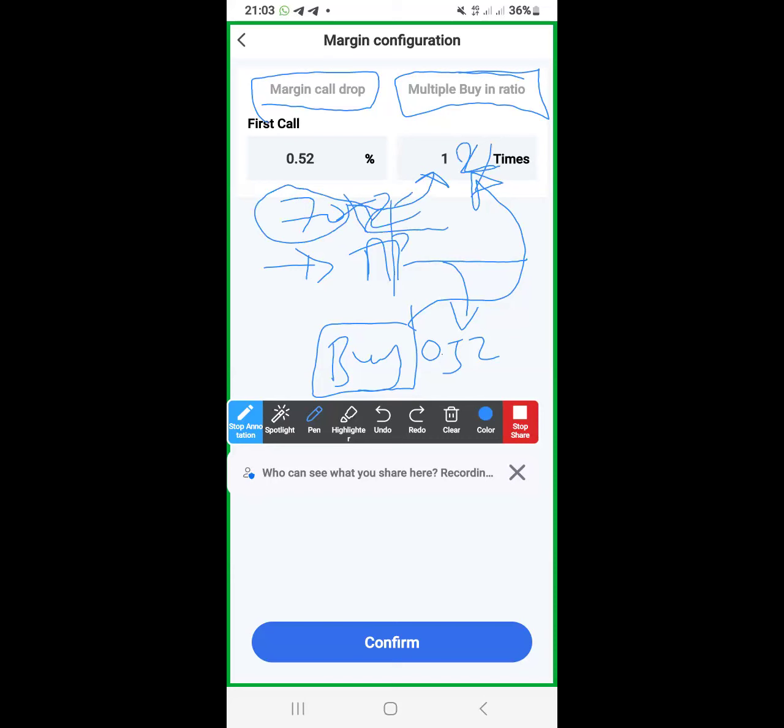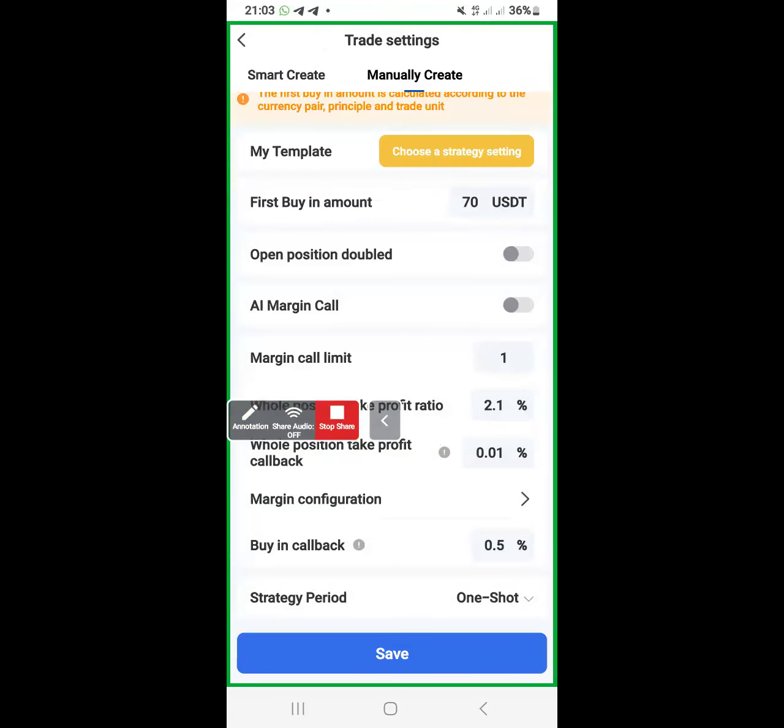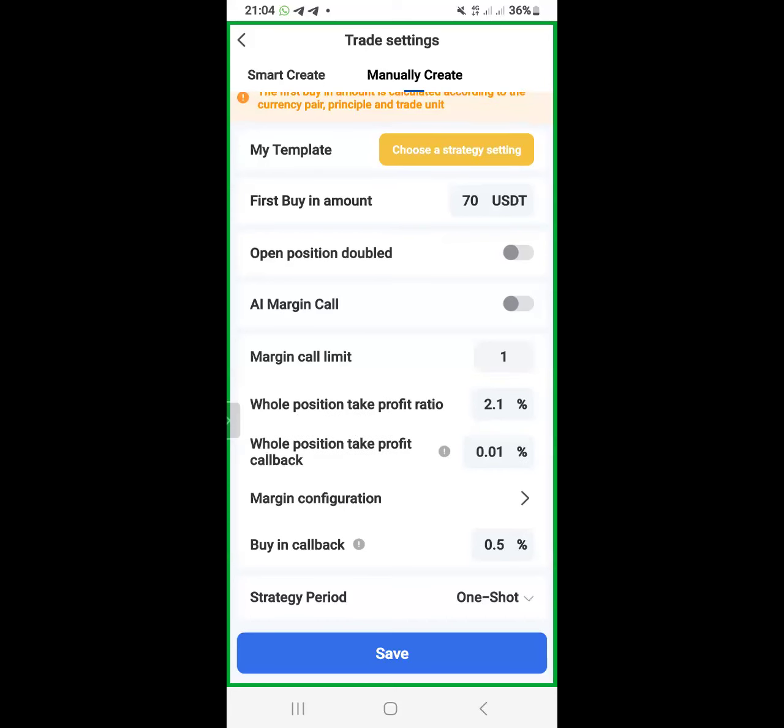Together. So you give individual instructions under the margin configuration. You give individual instruction for each and every part of which you expect the robot to make a buy order. You have to give instruction at what percentage you want it to buy if the market price drops. What percentage? And also, you can determine the number of times you want the robot to buy. Okay. All right.